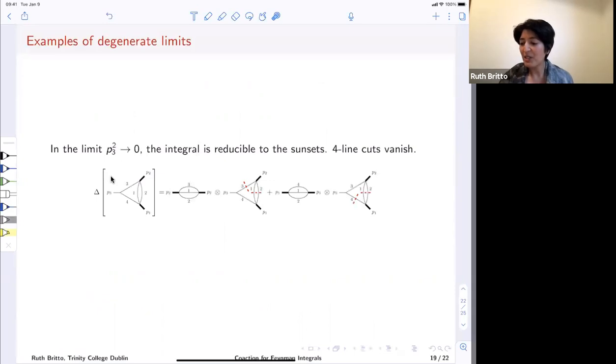There's another degenerate limit to consider. We've considered several degenerate limits, perhaps not all possible ones, but many. If we take, on the other hand, this line over here becoming null, then the integral is reducible fully to just the two sunsets. So there are actually two master integrals, and these are them. The fact that it's reducible is reflected in the fact that the 4-line cuts are not showing up here at all, because those are 0, and they're also just not needed diagrammatically, as you can see here.